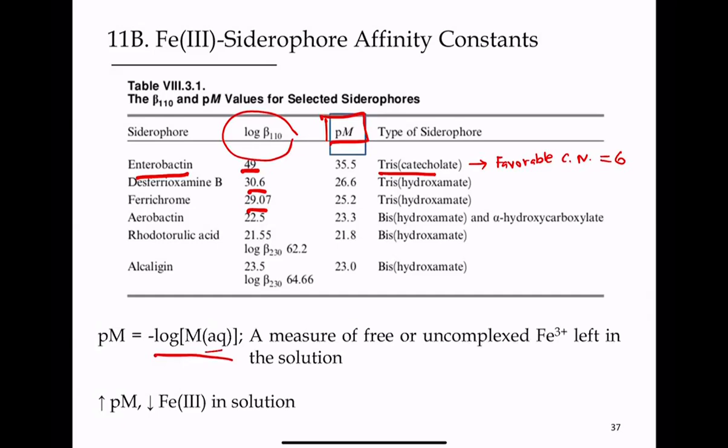And so the higher that PM value is, the lower the concentration of free metal in solution. So that gives us a parameter that we can use to get a general sense of the available iron in solution that is not complexed to the siderophore.